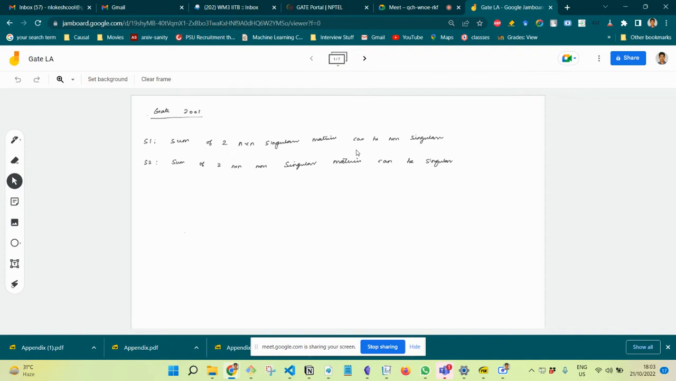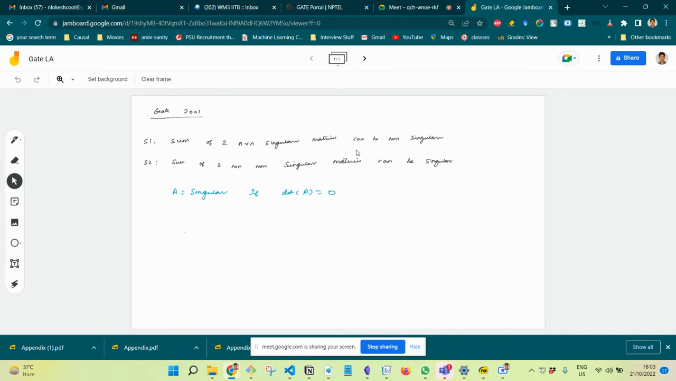So we'll start with the GATE 2001 question. This question is very simple. They have given two statements, and we should say if these statements are true or false. Statement one is: sum of two singular matrices can be non-singular. Now, the question is, what is a singular matrix? A matrix A is singular if determinant of A equals 0.